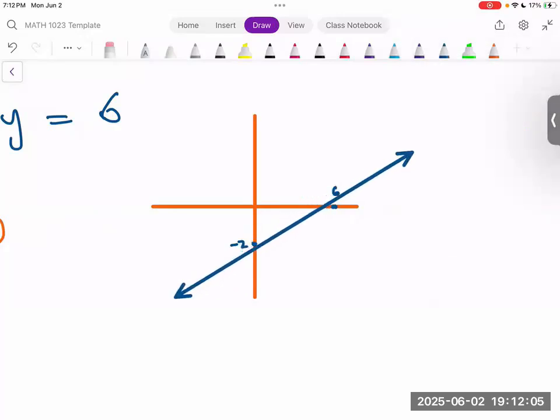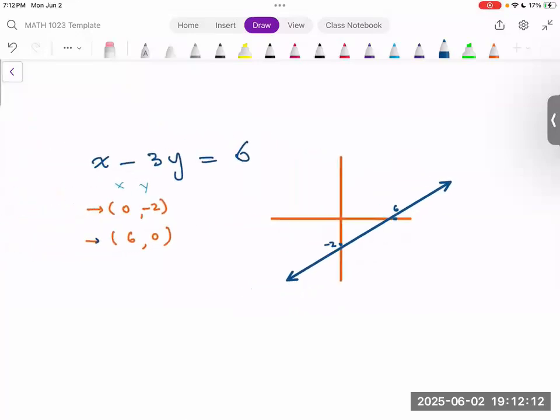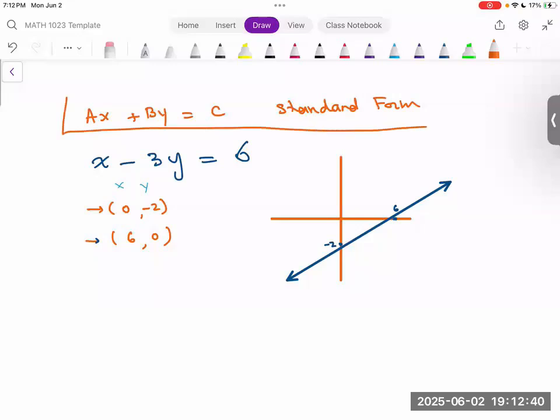I usually miss it, and I missed it again. But you got it? By knowing the x-intercept and the y-intercept, you already know how to graph it. And this is the form ax plus by equals c. This is what we call the general form, or the standard form, of a linear equation.